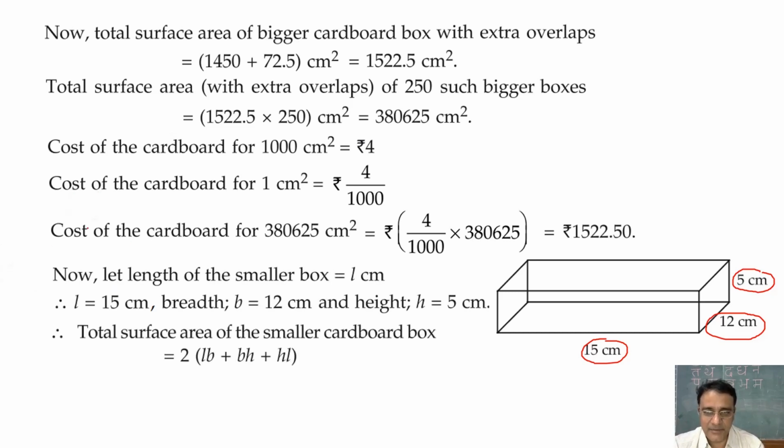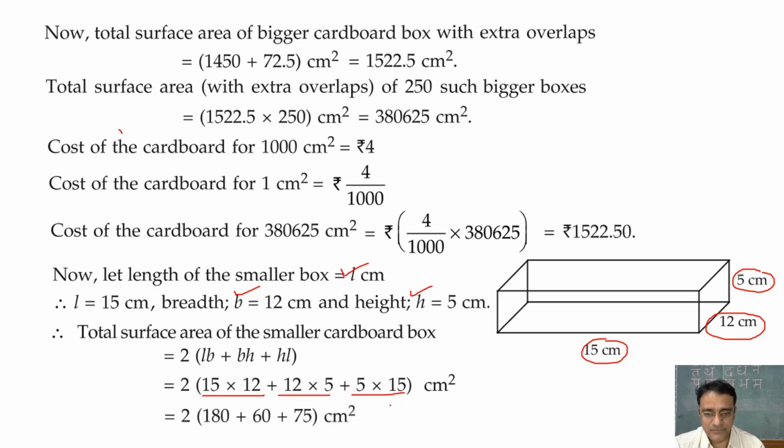Now substitute. Here it is the small box, so I wrote small l, small b, small h, right? Now substitute all the values. So this will become 180, 60, 75. Add all this, then multiply it with 2. So we are getting 630 centimeter square. This is the total surface area.